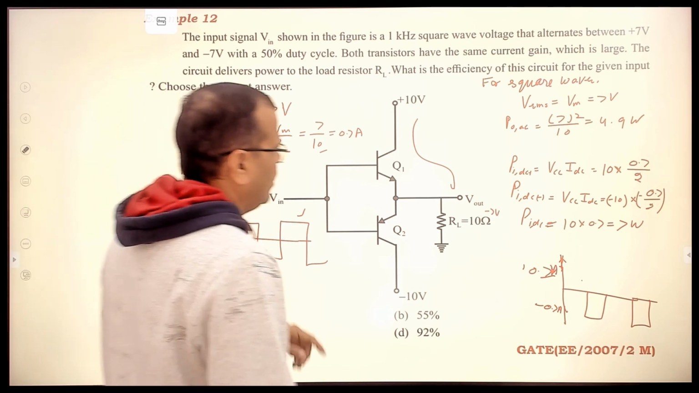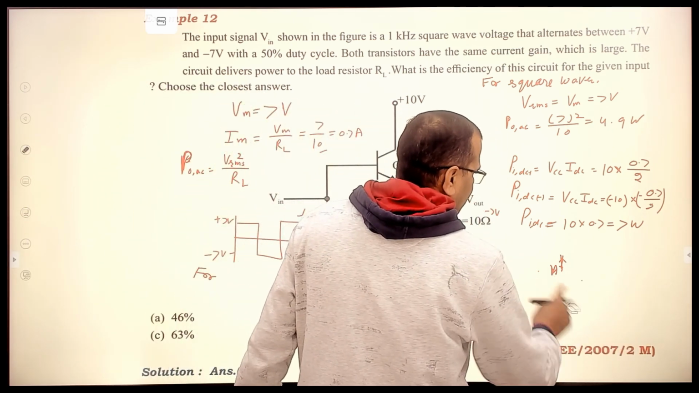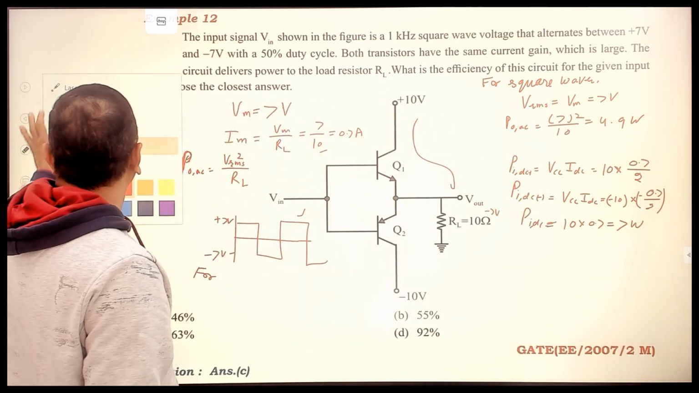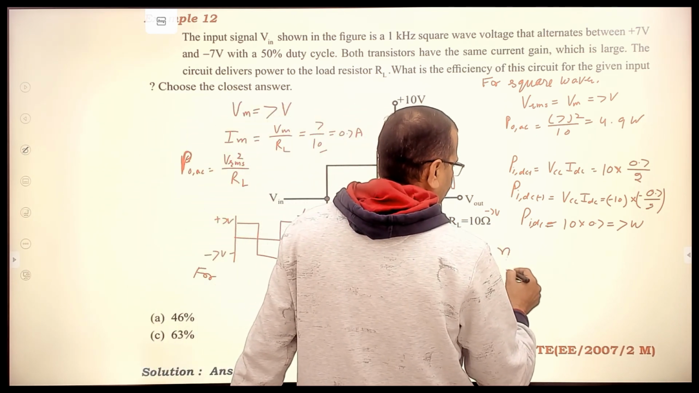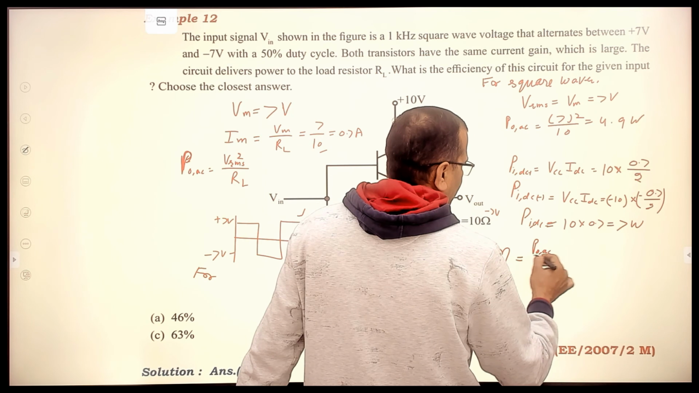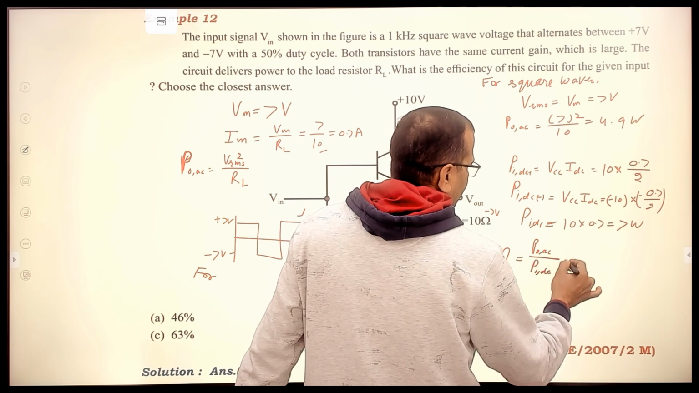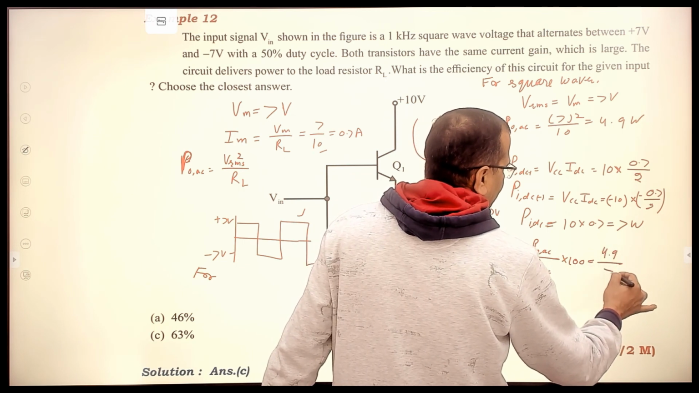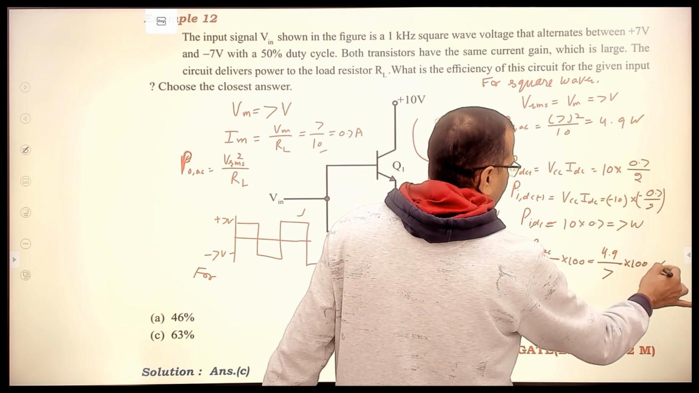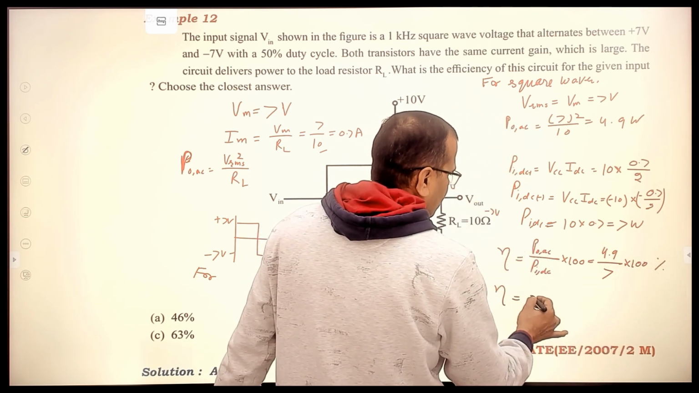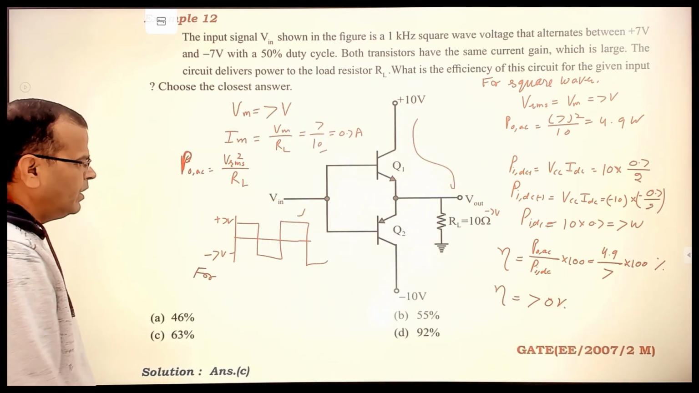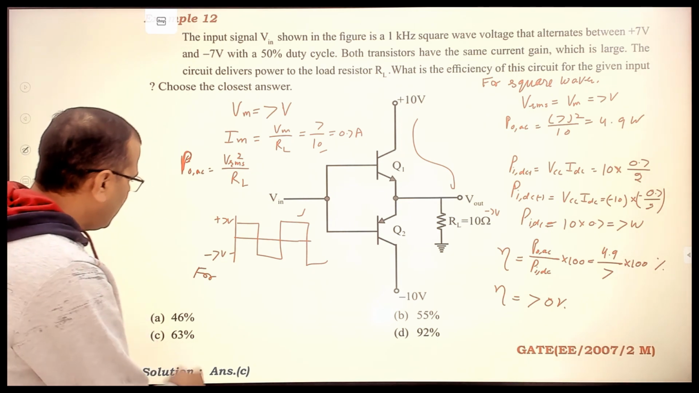So let us talk about efficiency. I can remove this part. Efficiency is nothing but the ratio of AC output power to DC input power, multiplied by 100. You know the AC output power is 4.9 watt. The DC input power is 7 watt, multiplied by 100, that many percent. Efficiency here comes out to be 70%, right? So the efficiency here comes out to be 70%, and the nearest value comes out to be this value.